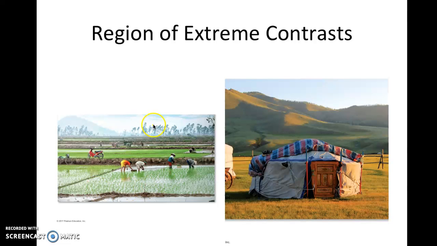Here you see flooded fields. You look back here, a lot of humidity in the air. You can see that just kind of gives you a contrast of the different regions. This is southeast region. This is in the farther north.